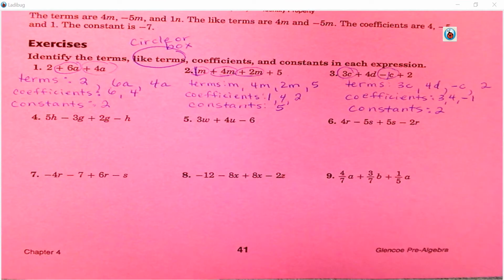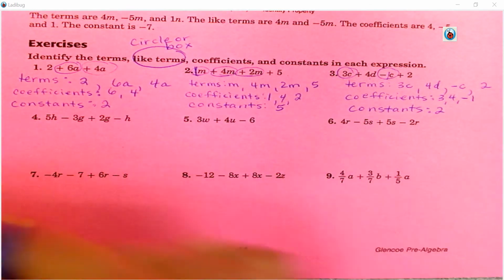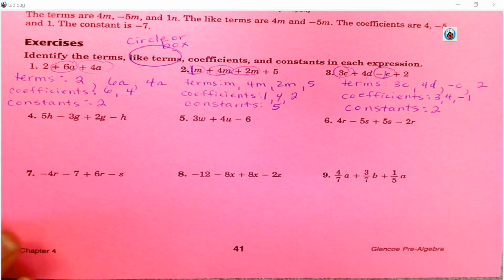To be like terms, they have to have the same variables. They could just be numbers, like 5 and 7 are like terms. They could have variables like 3x and 9x, and those would be like terms, but they have to match. So I'm just going to go through the rest of these. I'm just going to circle the like terms or box them in.